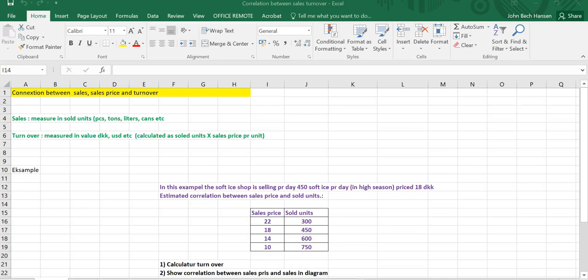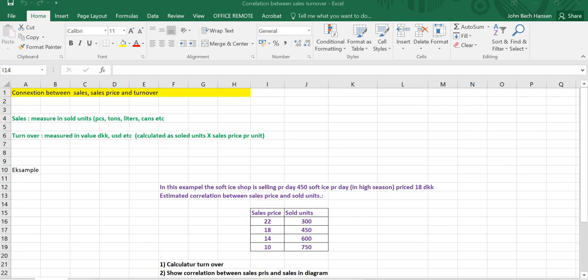And welcome to this short presentation of one of the most important things in business life. That is, of course, the turnover and the correlation from the turnover to sales and the sales price. And this is the theory of the correlation between them in a typically competitive market.